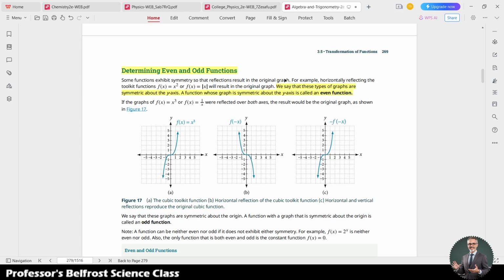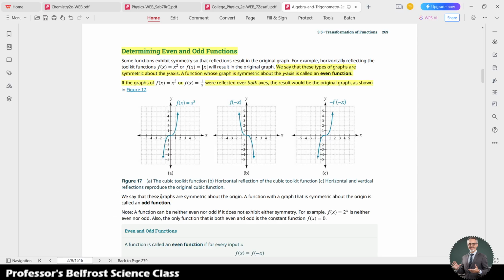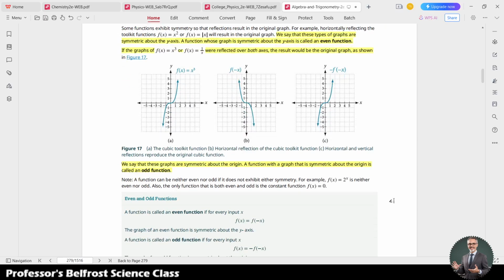An even function. But for example, we have f(x) equals x cubed and the reciprocal of x. They are reflected over both axes. For example, like this and this. See? So it's shown in figure 17. We say that these graphs are symmetric about the origin, and the one that is like this is called an odd function.